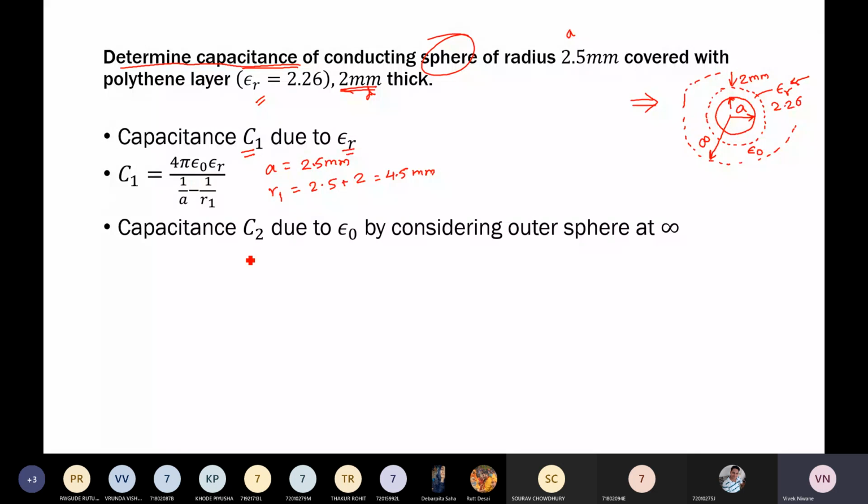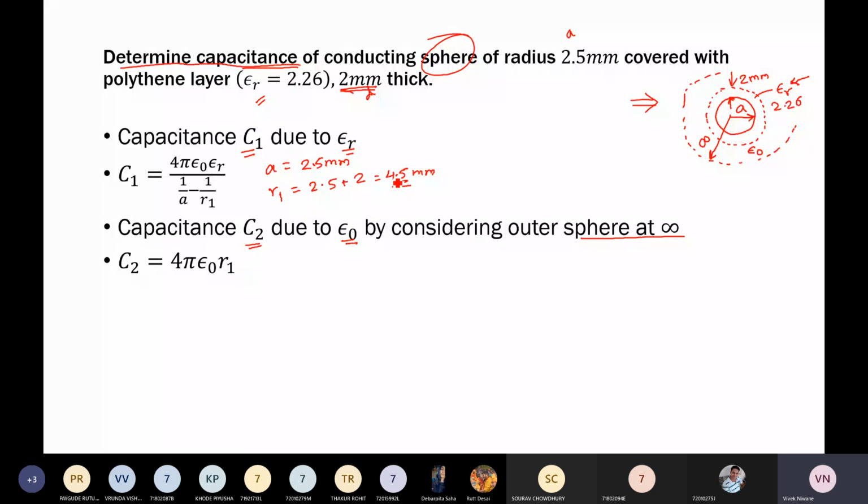Then capacitance C2 due to epsilon 0 by considering outer sphere at infinity. तो उसके लिए अपने पास फॉर्मूला C2 is equal to 4 pi epsilon 0 R1. Okay, R1 क्या था, 4.5 millimeter. We will have the value of C2.